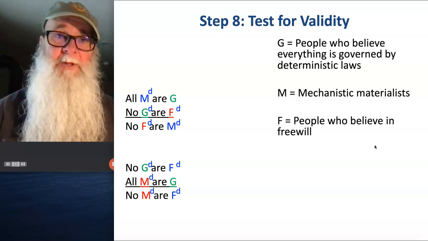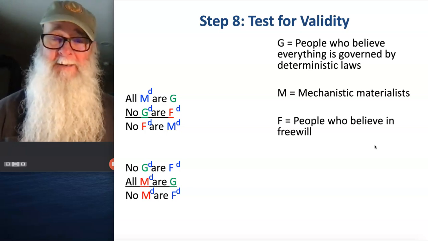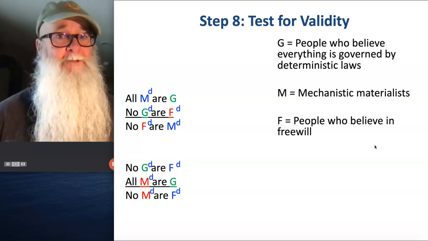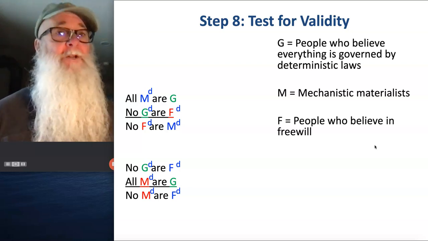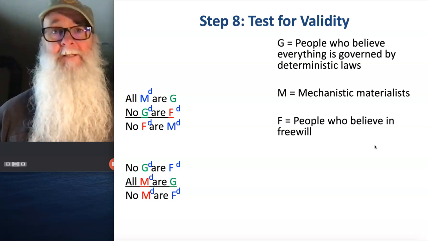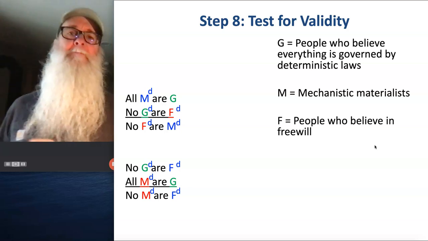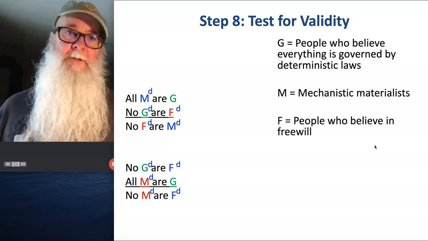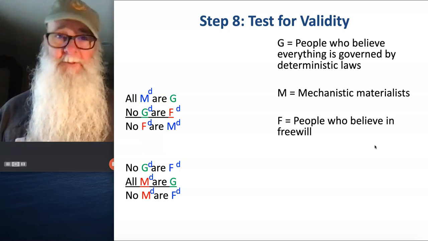One is that in both of them, the middle term is distributed in a premise, and in both of these syllogisms, the major and minor terms are distributed in the conclusion, and they're also distributed in premises. So both of these syllogisms comply with rules number 1 and 2. Rule 3 says we can't have two negative premises, and we don't, so we're good there.